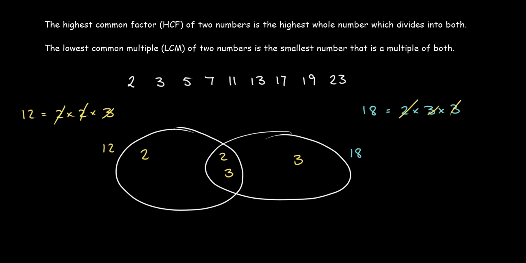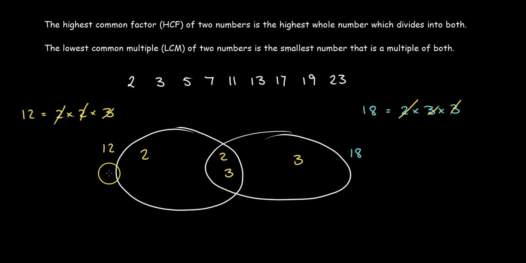So if we think about what highest common factor means, we're looking for the highest whole number which divides into both 18 and 12. We know that the numbers in the left-hand circle all divide into 12, and the numbers in the right-hand circle all divide into 18, which means the numbers in the middle must divide into both of them. So a common factor between 12 and 18 could be 2, or it could be 3. But if we multiply the middle 2 together, we get a number which divides into 12 and divides into 18.